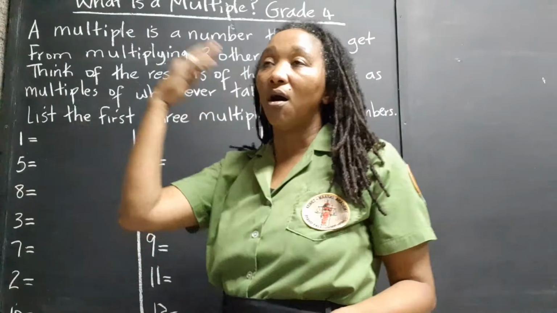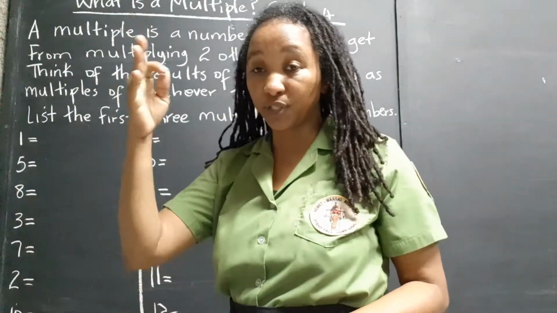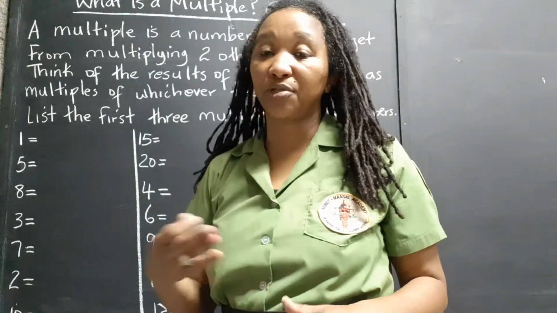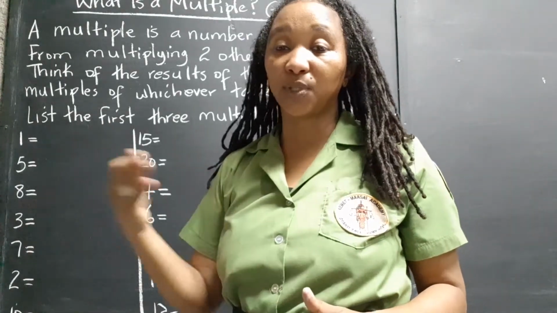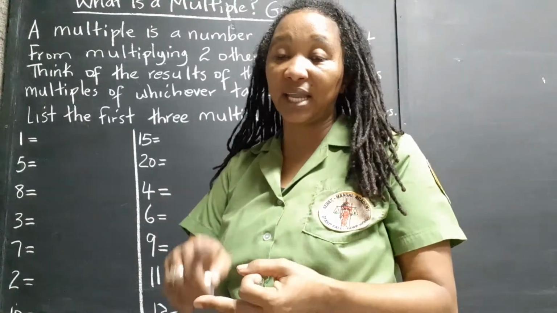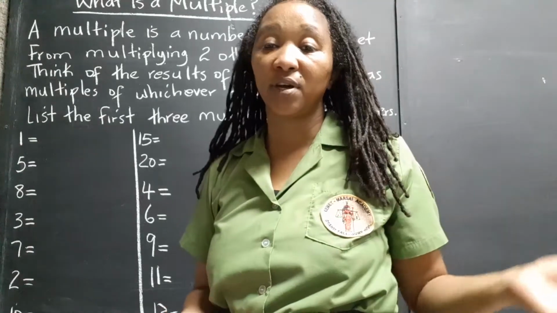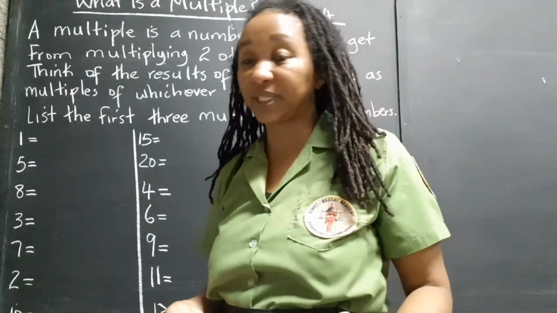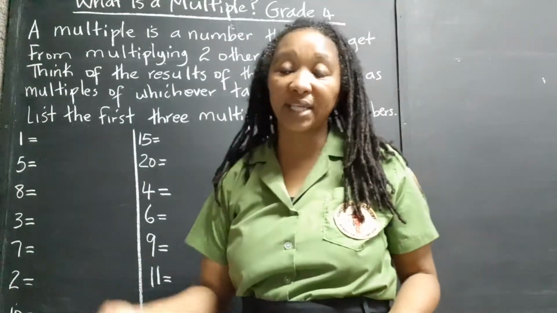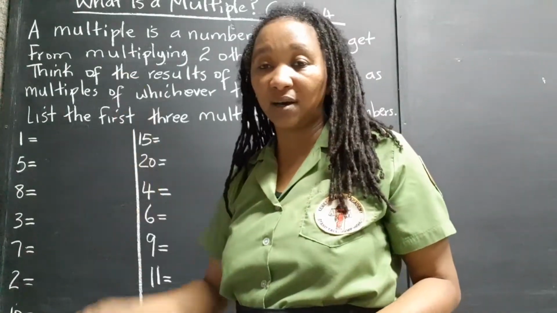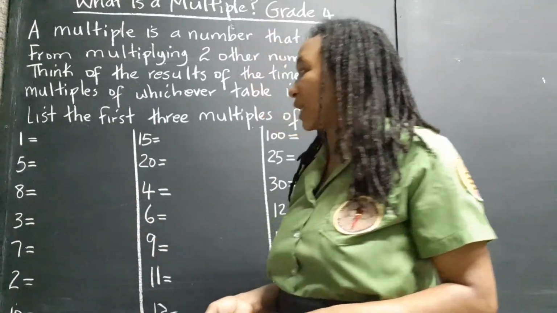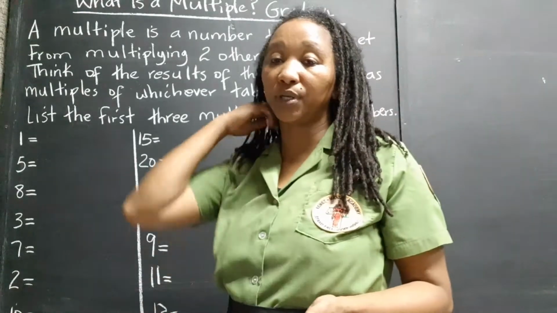So all the answers, the results, the products, when you're saying your times table. Say you say 3 times 1 gives 3, 3 times 2 gives 6, 3 times 3 gives 9. The 3, 6, and 9 are all multiples of 3 because it's the 3 times table. So that's what we mean by whichever table it is. If it's the 4 times table, all the products along the side are multiples of 4. So basically we get a multiple by multiplying two numbers with each other.